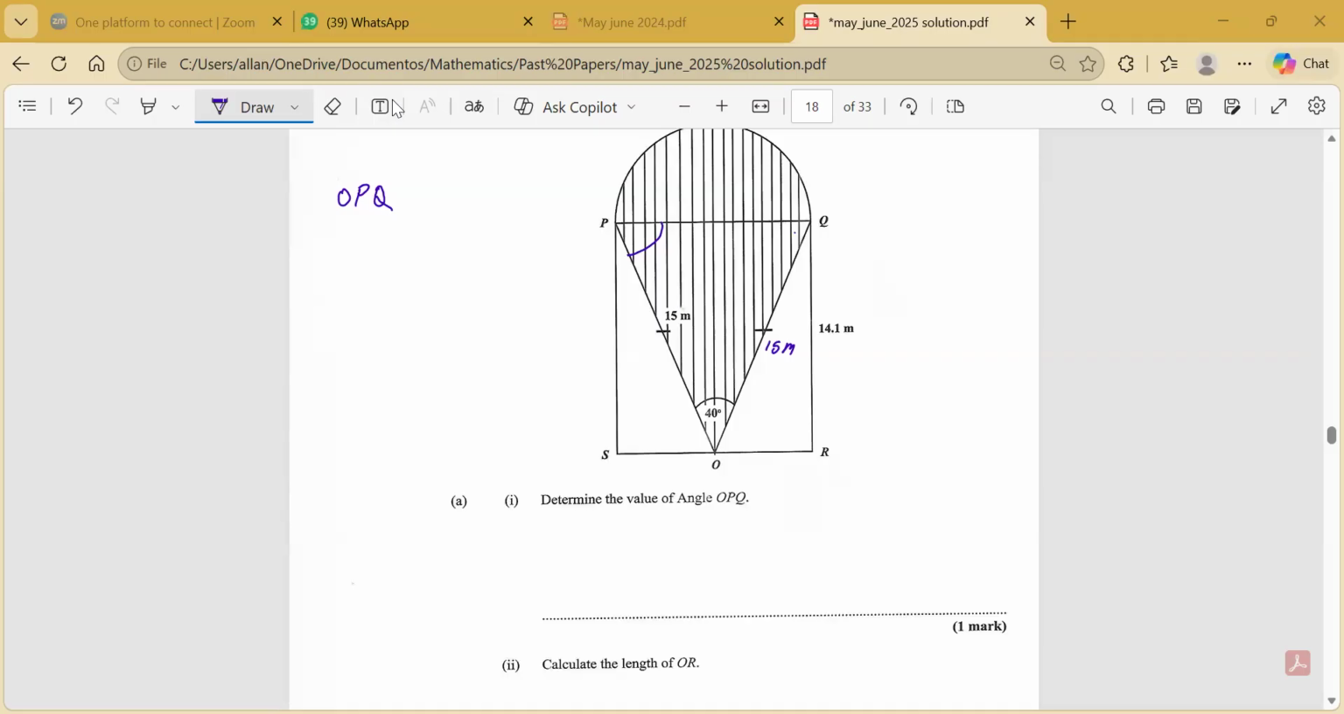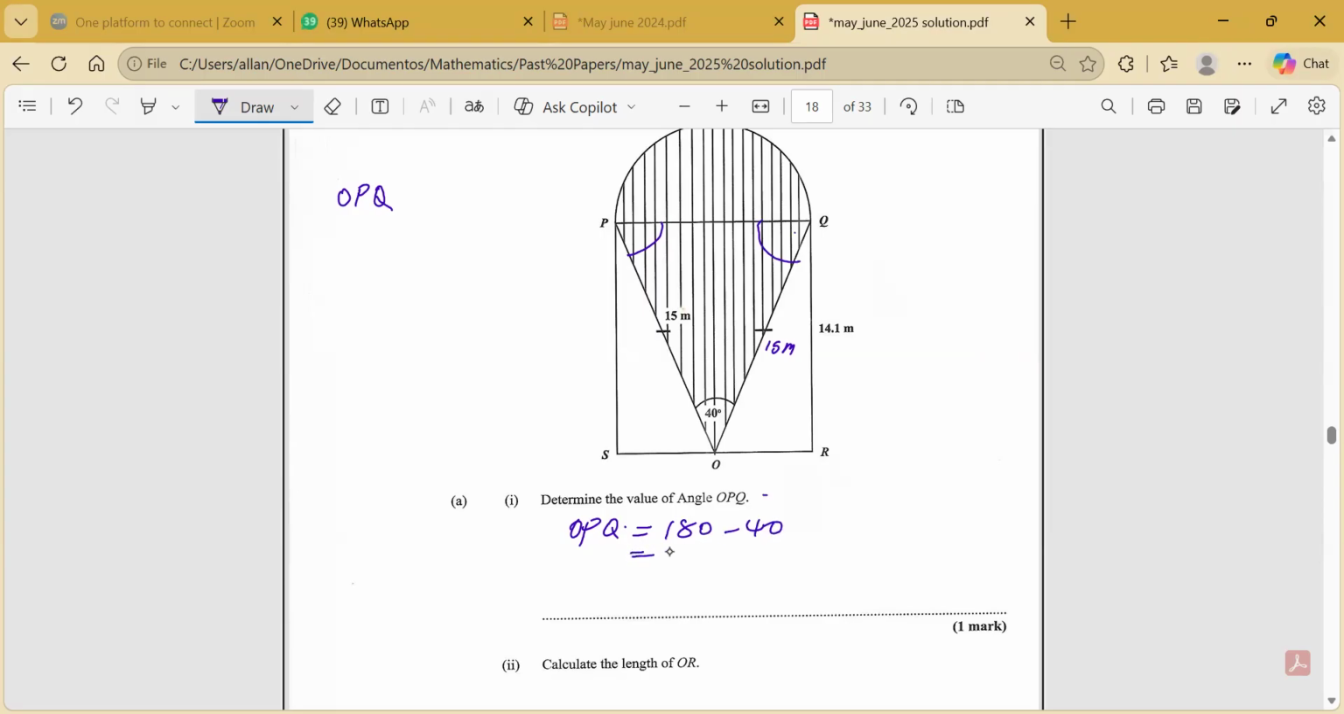Matthias, yes. Now, if the triangle is isosceles, as was said, then these two angles here must be equal. So it's just 180 minus 40, which is 140, and then you just divide by 2.